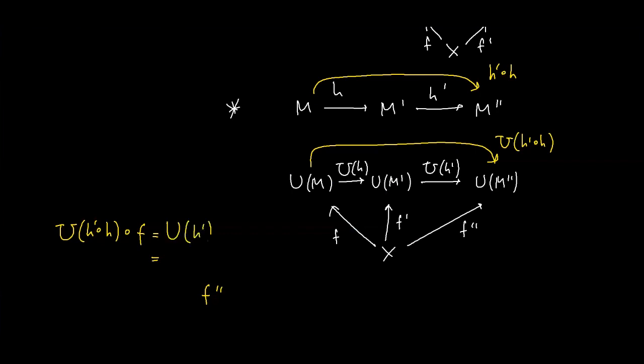So this equals UH prime composed with UH composed with F. And then UH composed with F is F prime. So we get UH prime composed with F prime. And UH prime composed with F prime, because of this triangle now, is F double prime. Does that make sense, Lian?